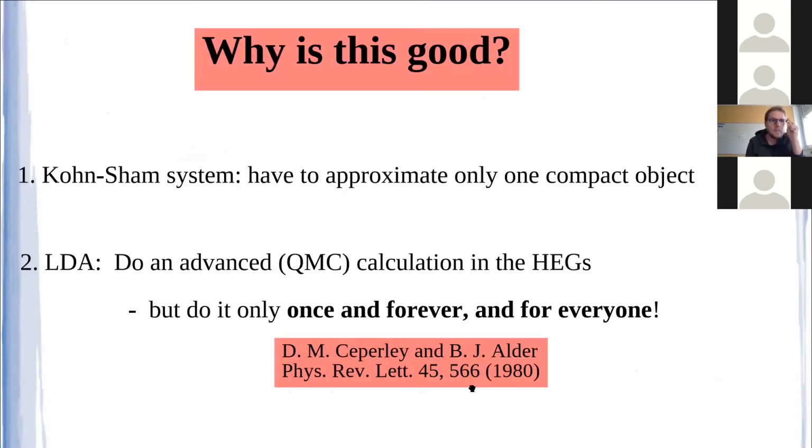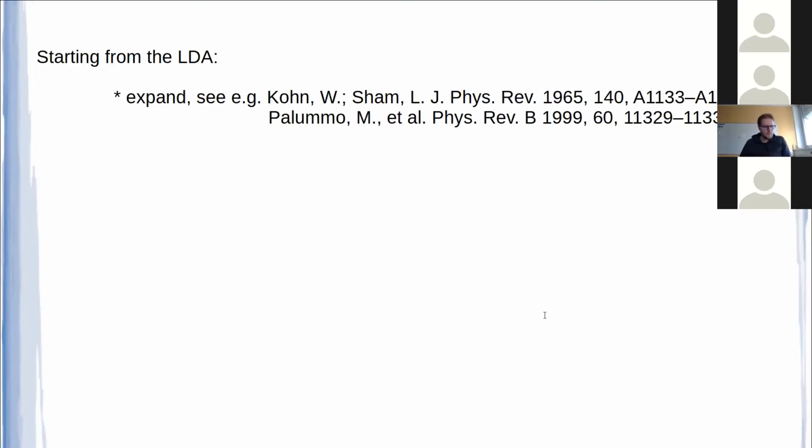This is good because, okay, the auxiliary system is a good idea anyway, but because the quantum Monte Carlo people have done a great job in the homogeneous electron gas, they have actually solved the exchange correlation problem in the homogeneous electron gas once and forever, and now every time we do an LDA calculation, we use their result. We do not calculate exchange correlation, we take it. That's much more convenient. Then from this starting point, you can of course expand, and people have expanded. Even Kohn and Sham have already expanded around the LDA, and we have also done some work in the past. But you could also try to do better.